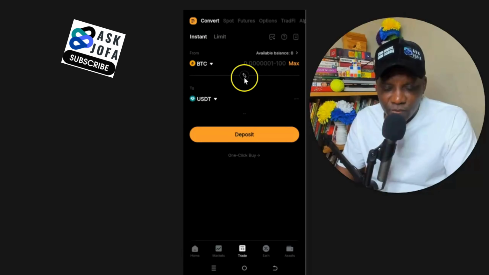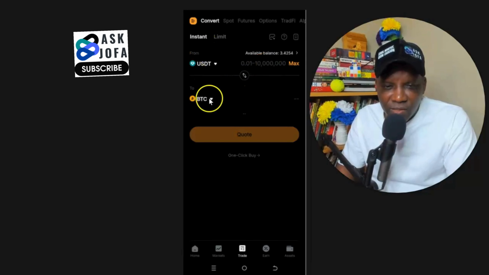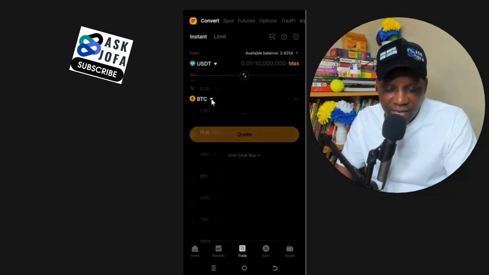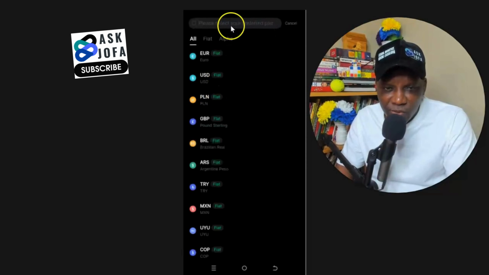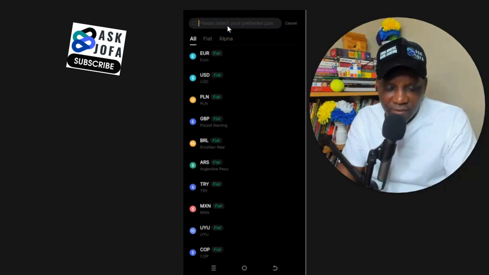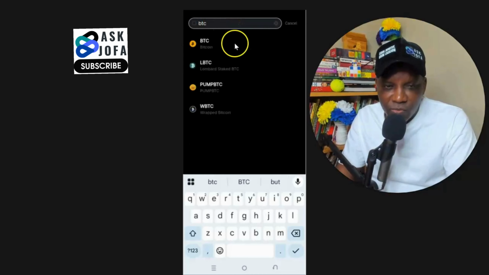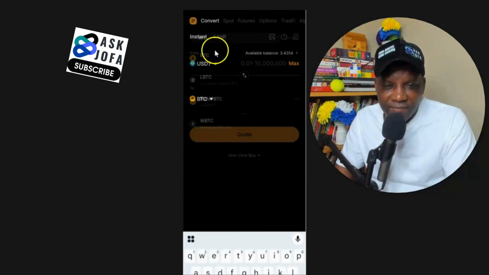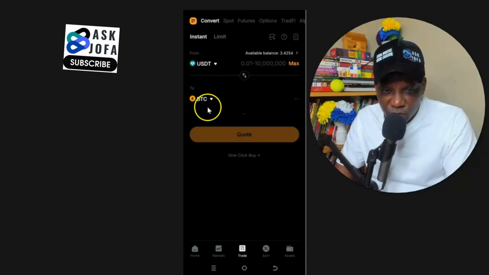You tap this arrow. Look at it, it has repositioned it. Suppose you are not seeing Bitcoin here, you tap inside here. You can now search for Bitcoin here. You search up here, BTC. You'll be able to select Bitcoin or any crypto you want to convert to. We select it. We are converting from USDT to Bitcoin.